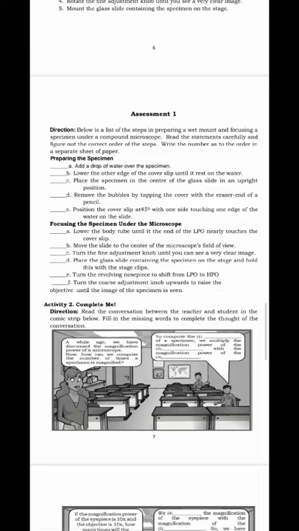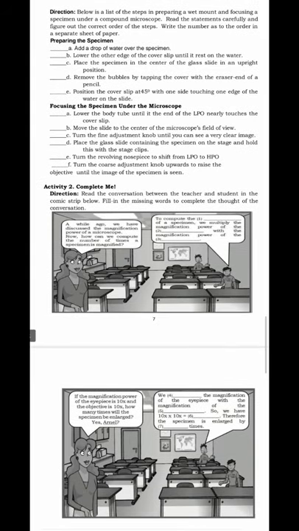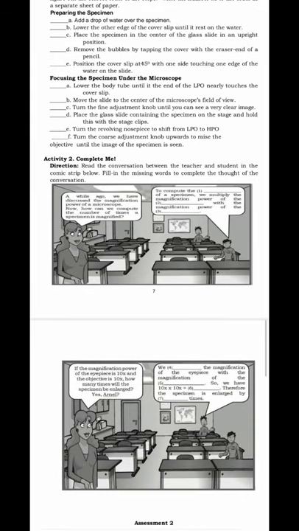So do not copy assessment 1, just write the correct answer, but you are going to write the title assessment 1 and then preparing the specimen and then write letters A to E and then the number or the sequence of your answers. Write only numbers.